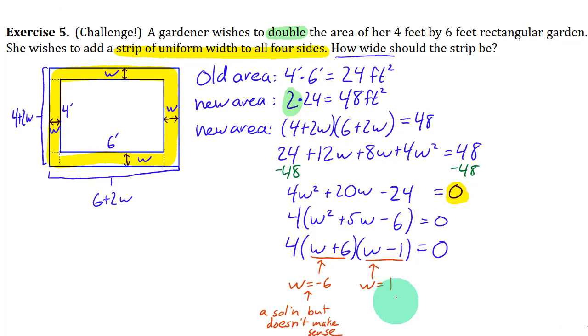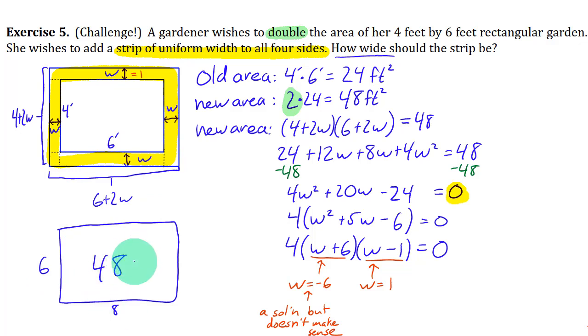So let's just check really quick. If you make this be 1, what is this going to look like? 4 plus 1 plus 1 is going to be 6. So we're going to have 6 on this side, and then 6 plus 1 plus 1 is going to be 8 on this side. So 6 times 8 is going to be 48 feet squared. So yeah, this is how wide her strip should be.